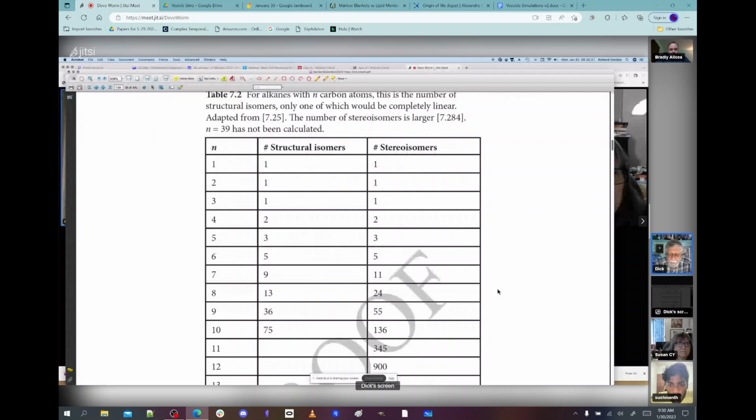Let's see what else we got here. These are classes of amino acids, how they're classified.